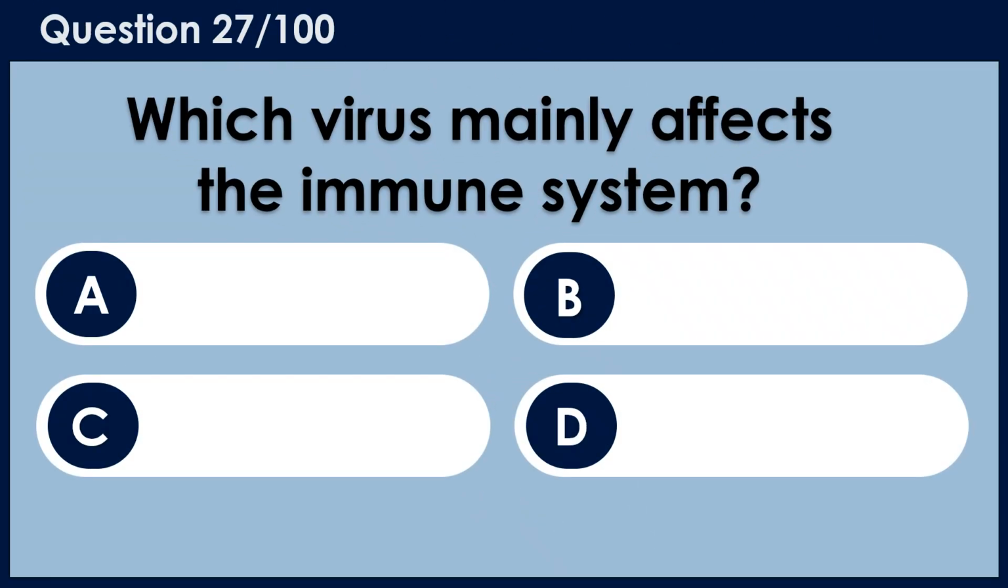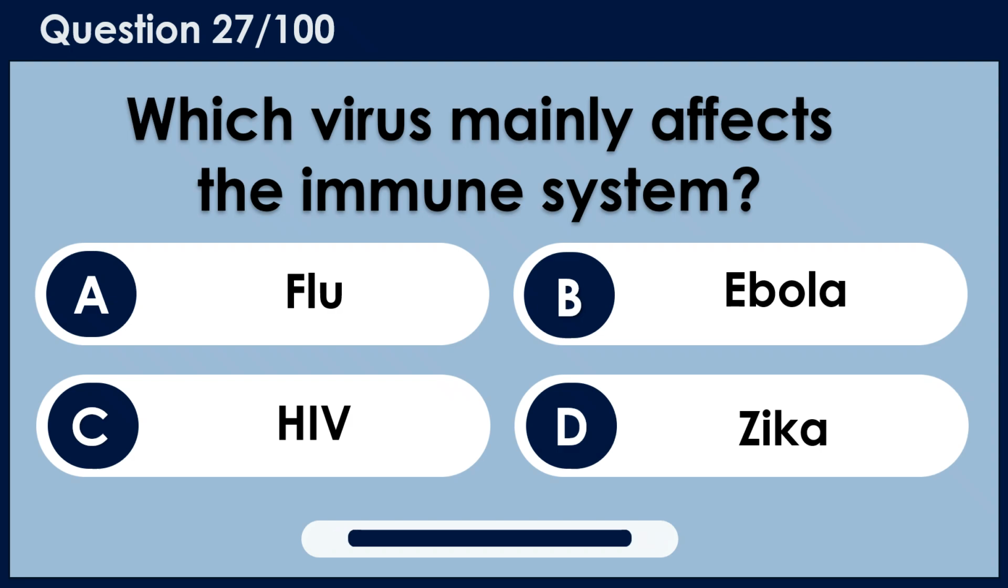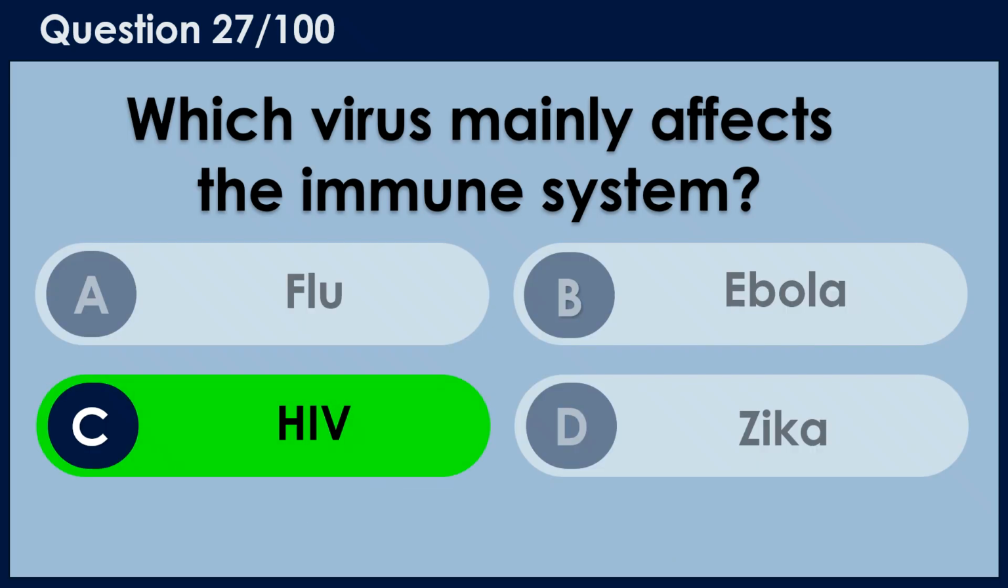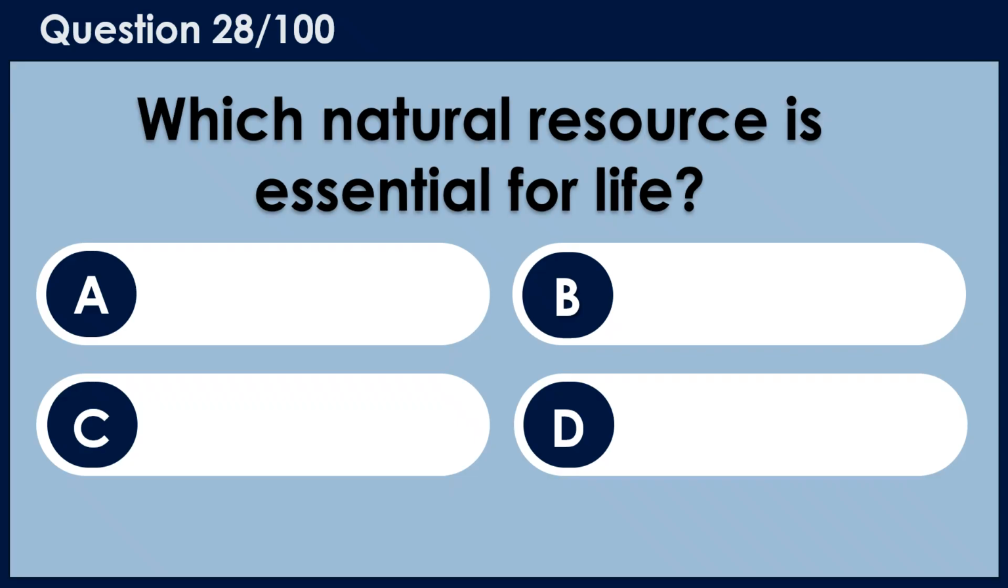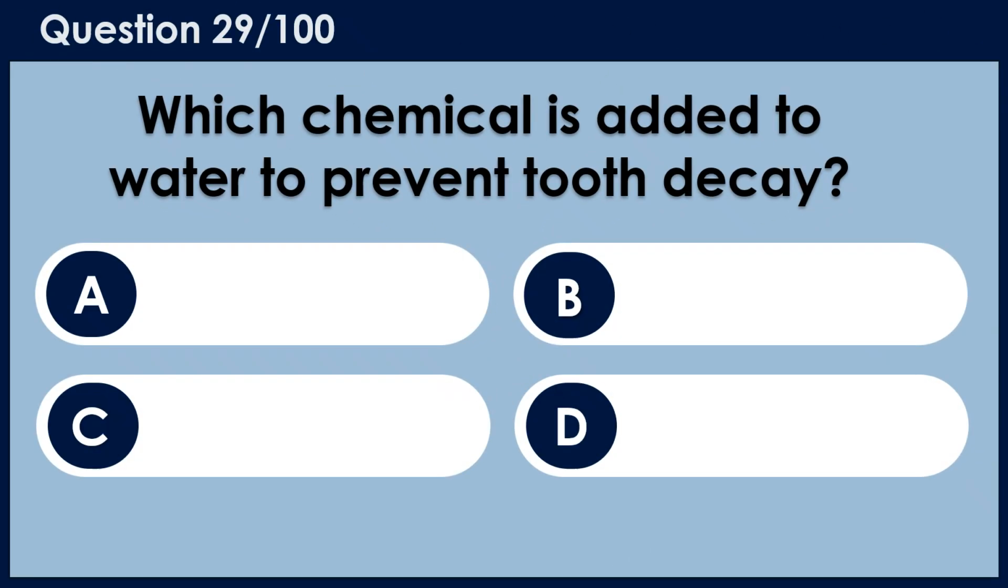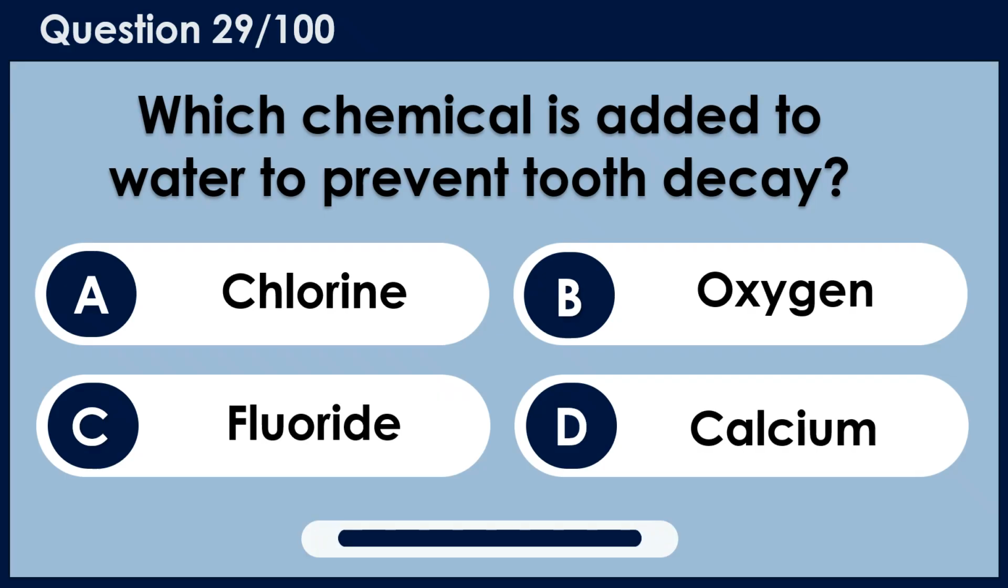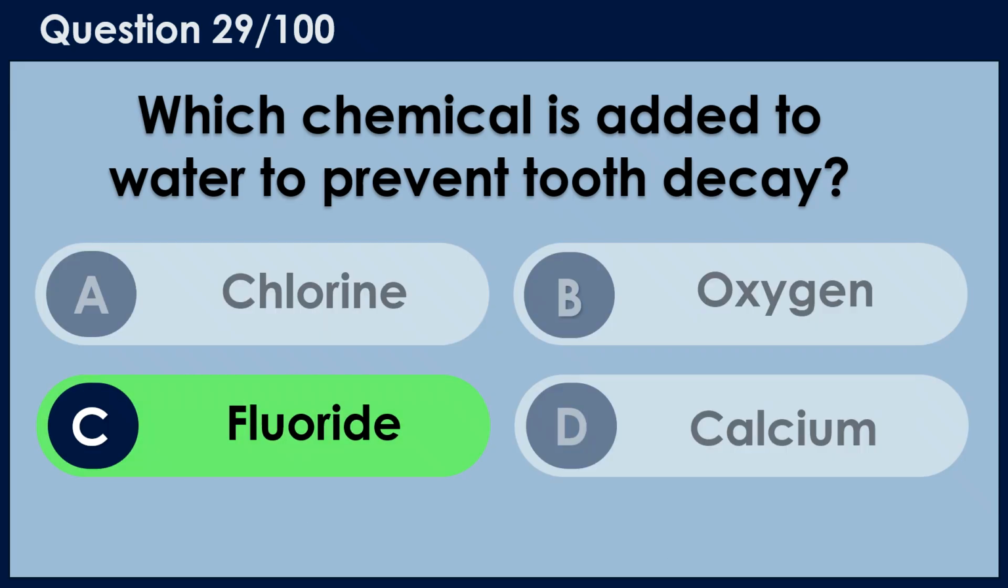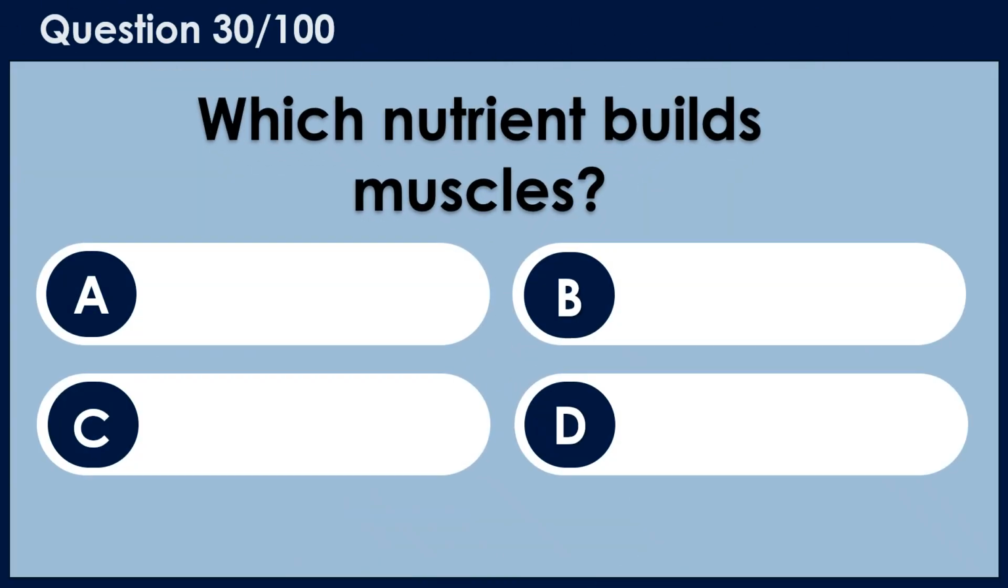Solar. Which virus mainly affects the immune system? HIV. Which natural resource is essential for life? Water. Which chemical is added to water to prevent tooth decay? Fluoride. Which nutrient builds muscles?